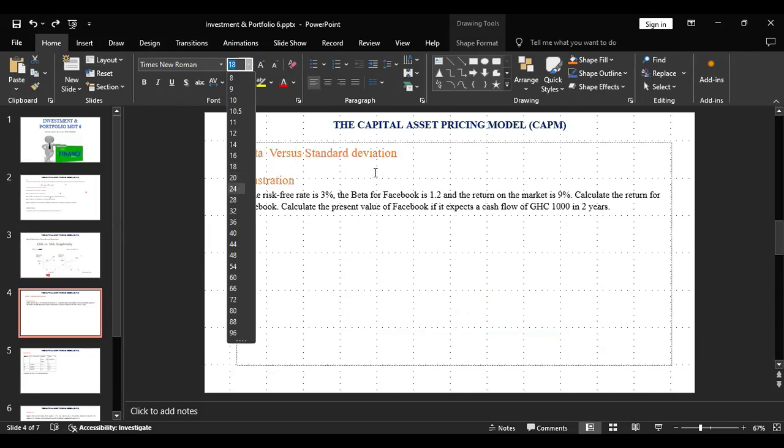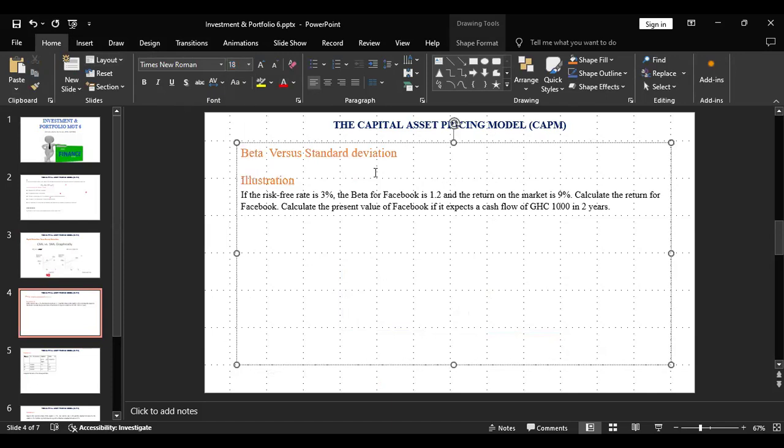Now I want to understand the difference between beta and standard deviation. From the explanation, I said capital market line is a relationship between expected return and total risk, which is being measured by standard deviation. When we talk of standard deviation, we are talking of you being able to identify how returns are dispersed over the mean. Returns are dispersed over the average.